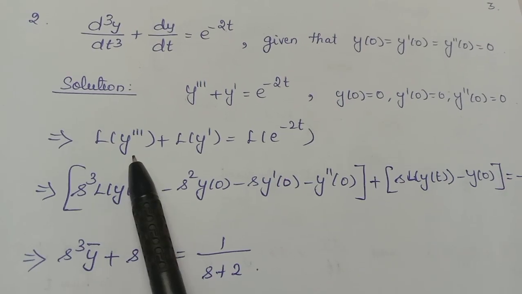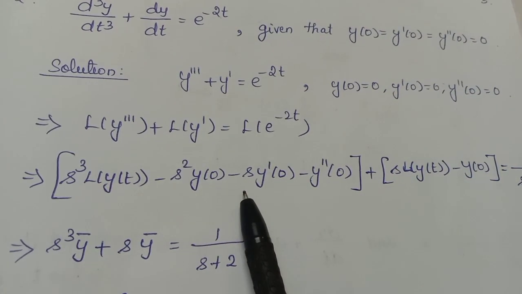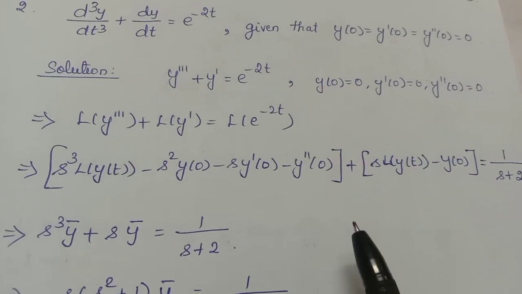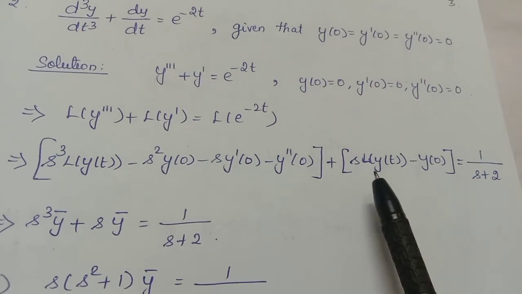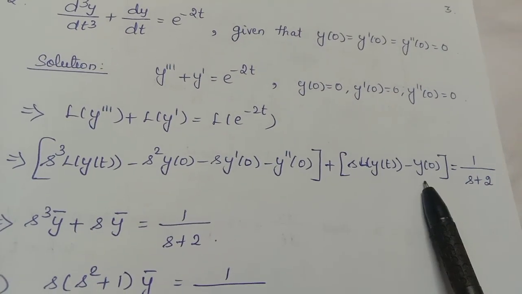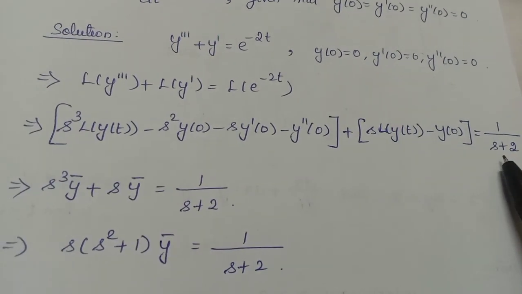Write the formula for the third derivative. s cube into L of y of t minus s square into y of 0 minus s into y dash of 0 minus y double dash of 0. Plus here the formula for the first order derivative, s into L of y of t minus y of 0, equal to Laplace of e power minus 2t, which is simply 1 by s plus 2.